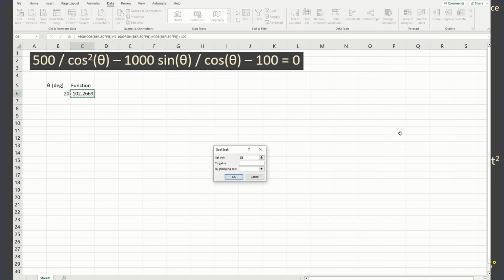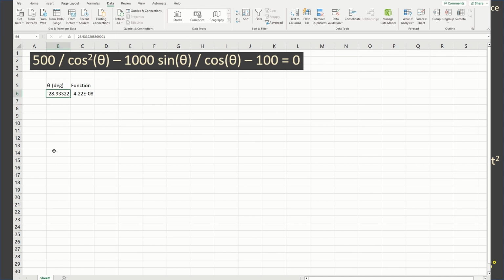You want to have the Set Cell set to the function formula cell, which is cell C6, the To Value set to 0, because we would like to see the left side of the equation equal 0. The By Changing Cell is asking which one is the input variable. That would be theta in our case, so we set it to cell B6. Click on OK, you will see Excel goes through some iteration, and gives out an angle of 28.93 degrees where the function gets very close to 0. So we have our first solution of 28.93 degrees.